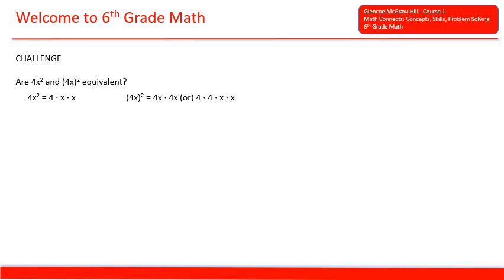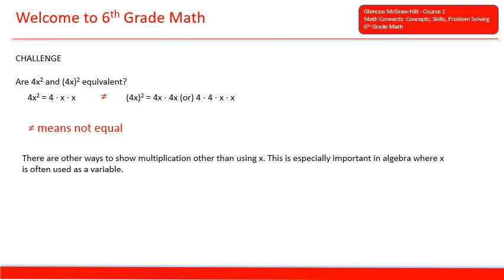So it's not exactly the same thing, is it? It's actually not even close to the same thing. Remember, the parentheses group the 4 and x together, so the exponent outside of the parentheses applies to everything inside the parentheses, whereas in the first one, 4x squared without parentheses, that exponent is only applied to the x. So those are not equal, and that sign, the equal sign with a slash through it, means not equal.